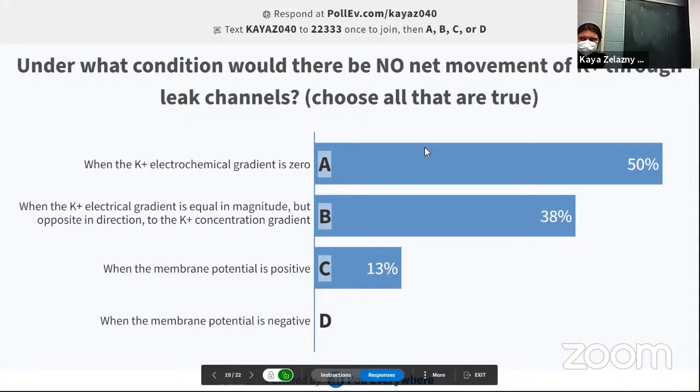You would always have potassium wanting to move through the leak channels if the membrane potential was positive. The only exception is that you would expect potassium to move through the leak channels, but if it was past its equilibrium potential of -94, then no.